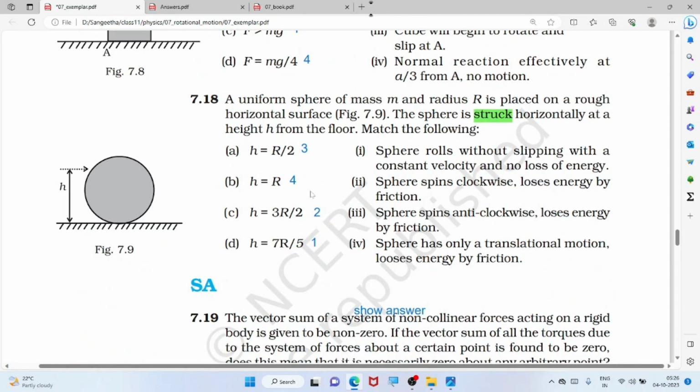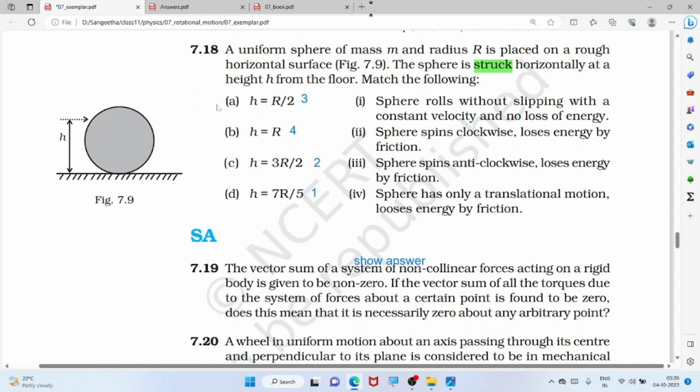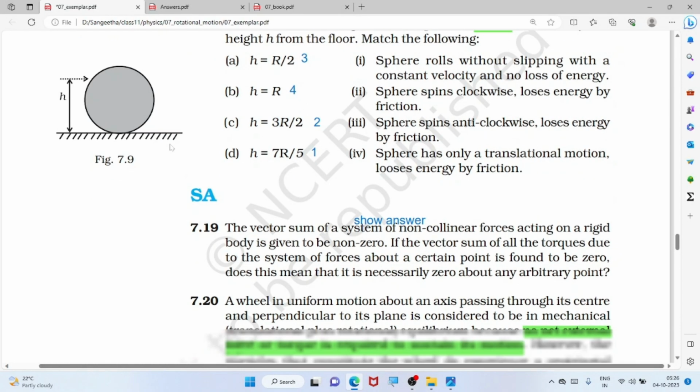A uniform sphere of mass m and radius r is moving on a horizontal surface. The sphere is struck horizontally at a height h from the floor. Which of the following matches? Match the following. Under this condition, when this height equals r by 2, this will take place. So you can go through these conditions.